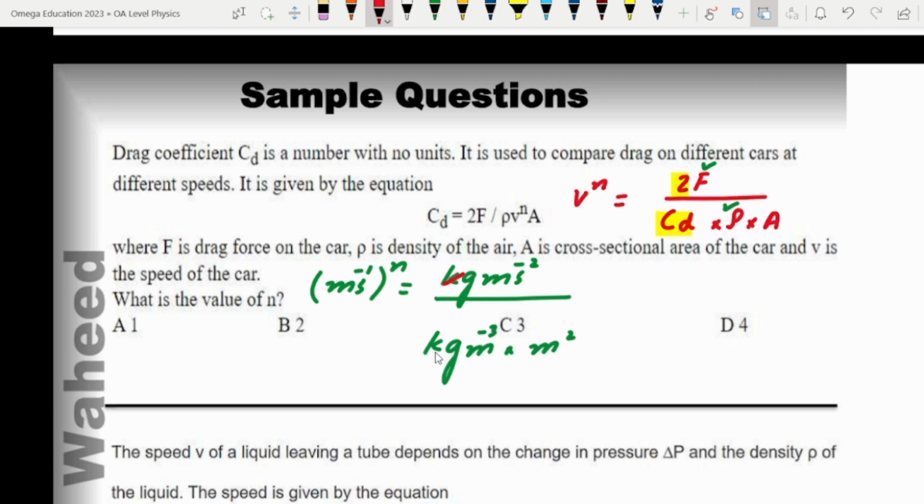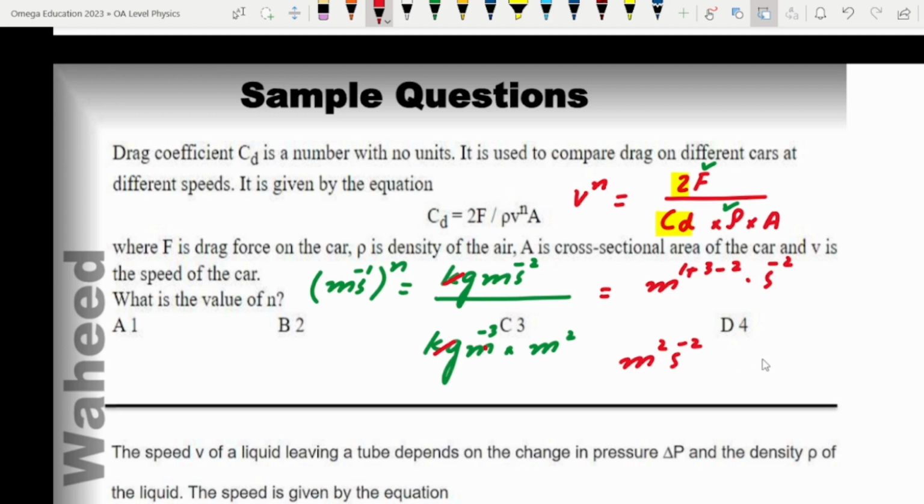Kilograms cancel away with kilograms. Let us combine the meters. So for meters we have power 1 from here, plus 3 from downstairs, minus 2 from downstairs. Anything coming from downstairs, their power would be reversed. The sign would be reversed. Times s minus 2. So 1 plus 3 you get 4, 4 minus 2 you get 2, m2 s minus 2. So you have m s minus 1 on the left side and you're getting m2 s minus 2 on the right side.